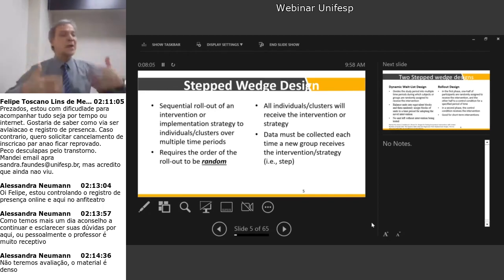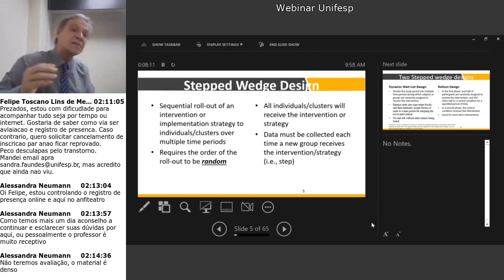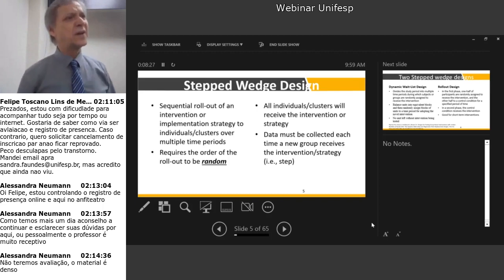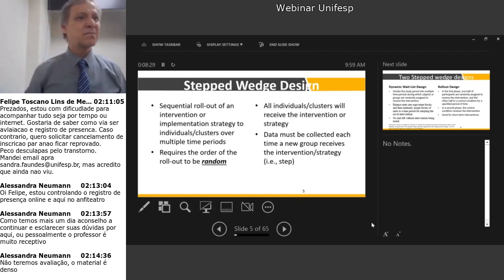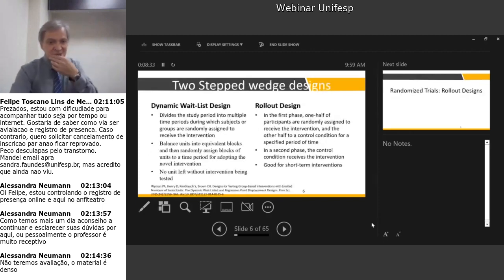I can't do that, so I do random allocation in steps. I just take advantage of the rolling out of a program and randomize the rollout timing of which groups get the intervention. It's like a group randomized trial. The groups getting the intervention are getting it sequentially through a random decision on the timing of the delivery of the intervention. You follow that, folks? Is that too complicated? Can you follow that? Okay. So, dynamic wait list and rollout design.